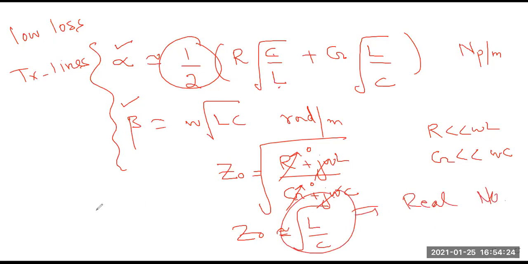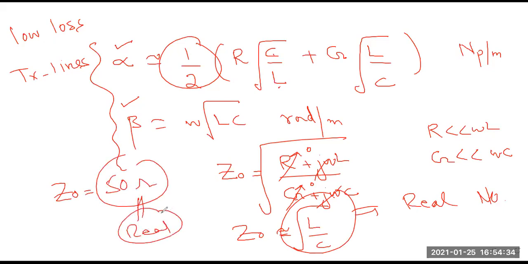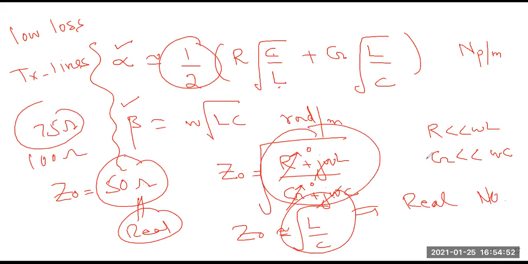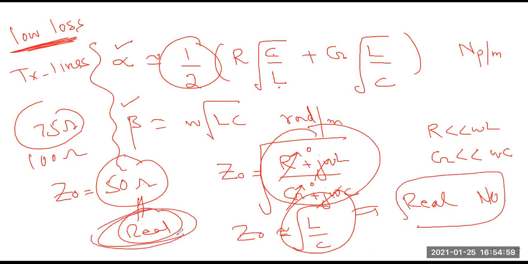That is the reason whenever we talk about a transmission line, we say the characteristic impedance of the transmission line is 50 ohm. You can see this is a real number. Whenever you use practical transmission lines and talk about their characteristic impedance, you say it is 50 ohm, another is 100 ohm, another is 75 ohm. Actually Z naught is a complex number, but because the transmission lines we use in the real world are low loss, the characteristic impedance is approximately real.